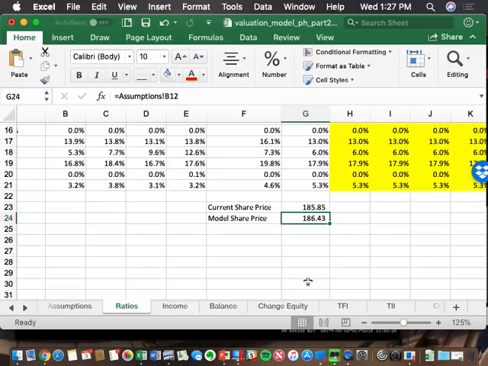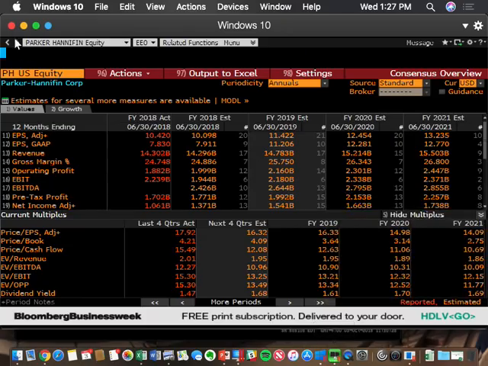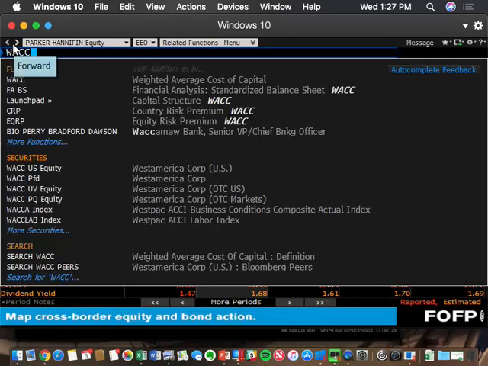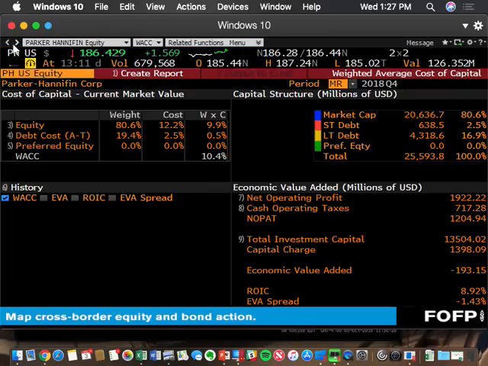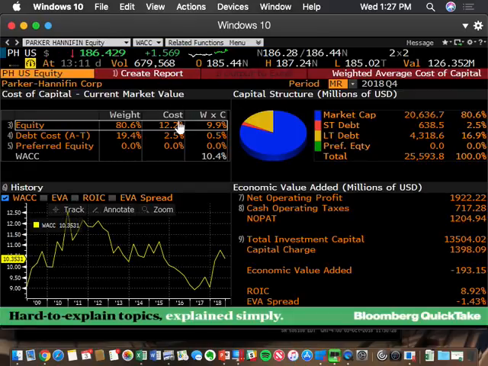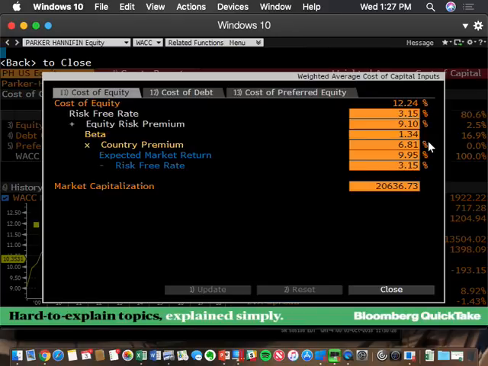Now let's talk about what drives WACC. If I go back to the WACC screen, here's what's interesting. This is WACC. And this, if you click on this, is the CAPM Bloomberg's actually using for the WACC. So it's really cost of equity, because 80% of their WACC is equity. So here's the deal. They're using the 10-year risk-free rate, which right now is 3%, 3.15%. I don't think that's an unreasonable assumption.